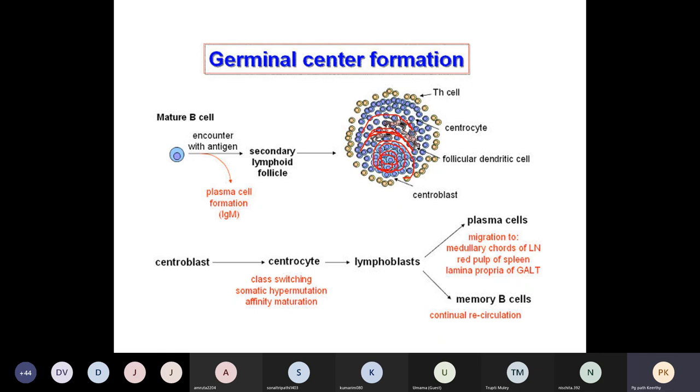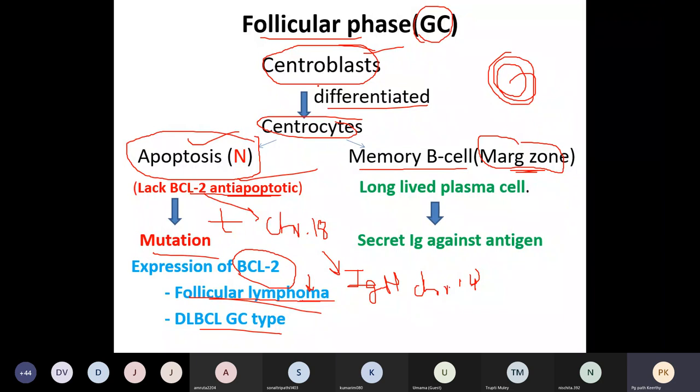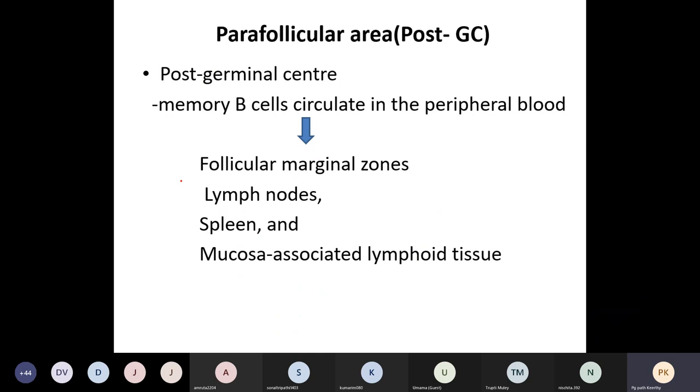So the light zone will be positive for MYC normally. Okay, that's how the centroblasts will become centrocytes, all these things. That's what we read here, no? That's what this says, the same thing here. So this is what I explained. Now, your germinal center is over.